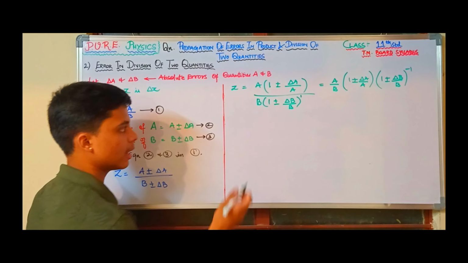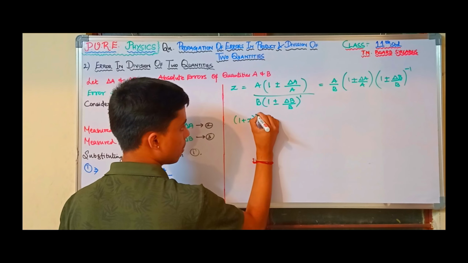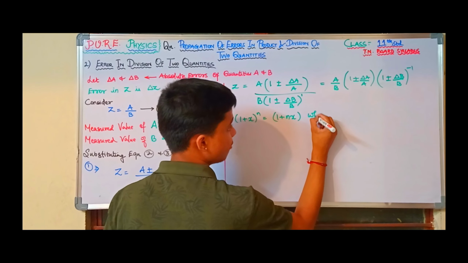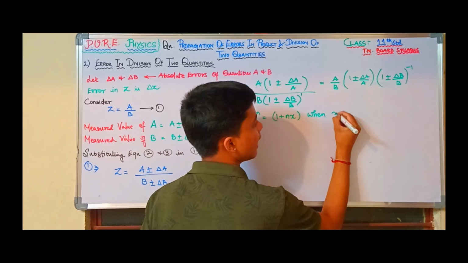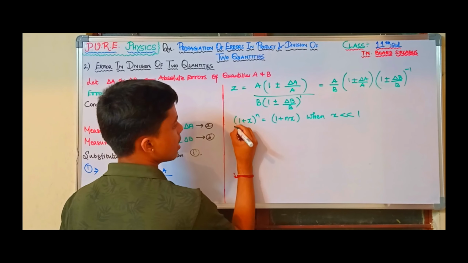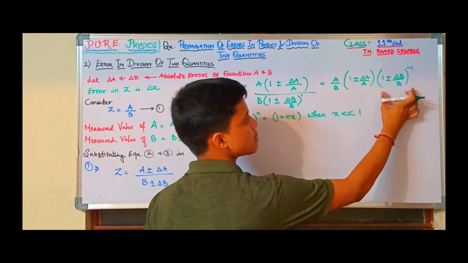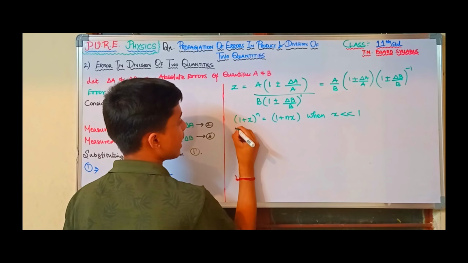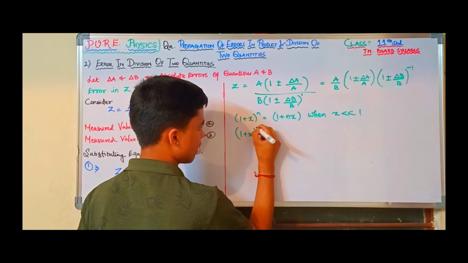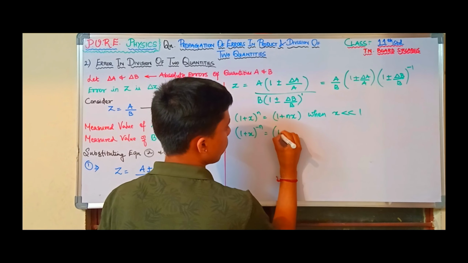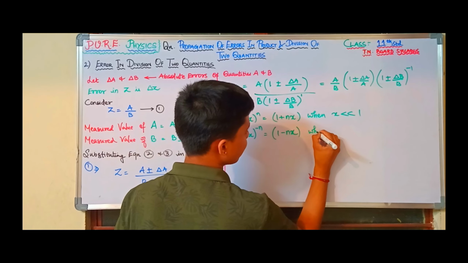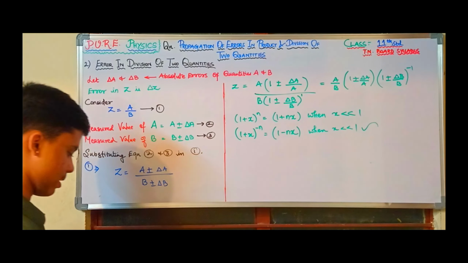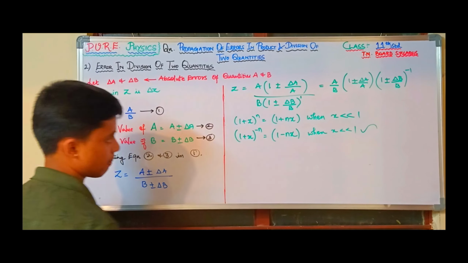Now, I have a binomial formula where 1 plus x, the whole power n, is equal to 1 plus nx, which is possible when the x value is far less than 1. Now I'm going to modify this formula with respect to this step. Here I have the value n as minus 1. So when I have a negative power, 1 plus x the whole power minus n is equal to 1 minus nx, when x is far less than 1. So using this, I'm going to simplify the previous step.